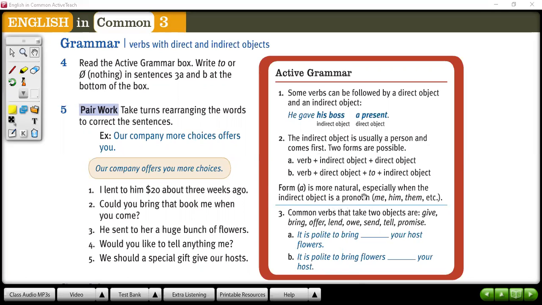So this is more natural when we use object pronouns, as I said here. We can say he gave him a present. In place of the indirect object, we are using an object pronoun. That is one way to organize it. So we can replace it by him: he gave him a present. Now let's work.